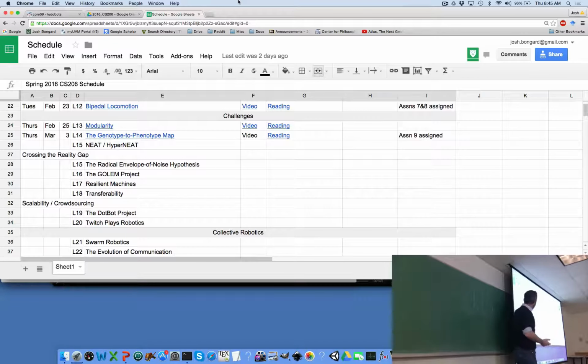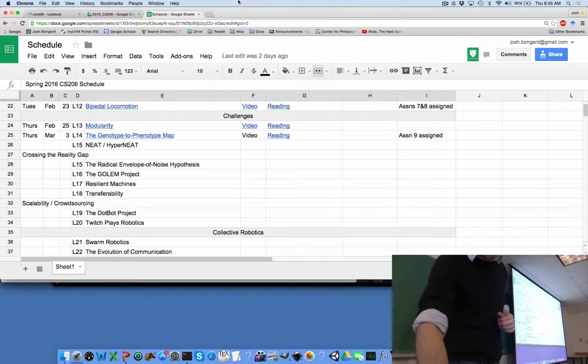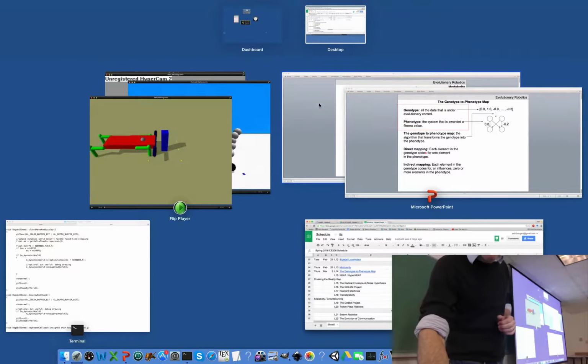Okay. In 15, we're going to look at a different kind of genotype to phenotype mapping, which is kind of the standard tool used in the field, known as HyperNEAT, NEAT or HyperNEAT, and we'll get to that, I think, after spring recess. Okay, so let's jump back to lecture 13 for a moment, which we almost finished last time.